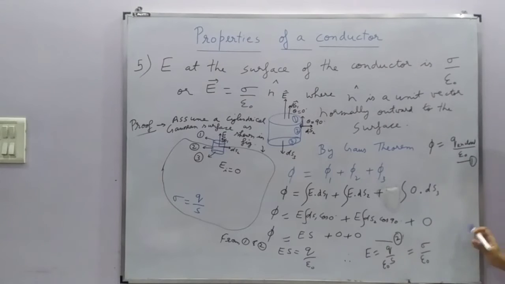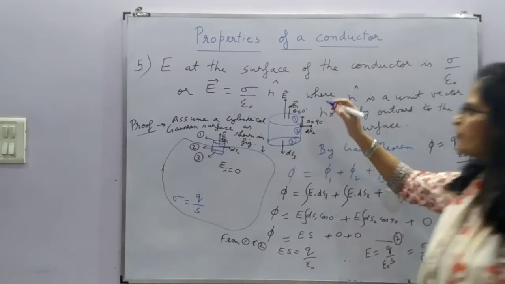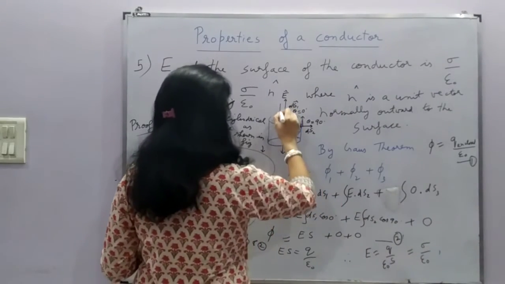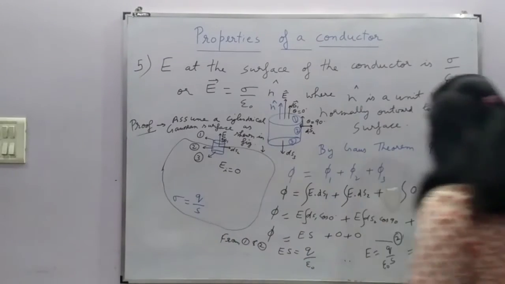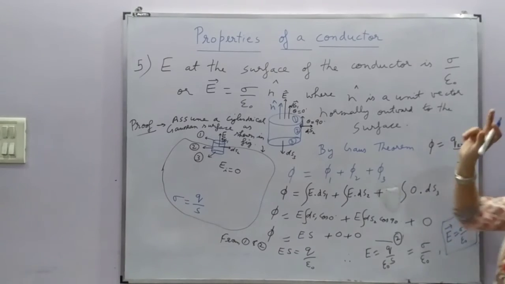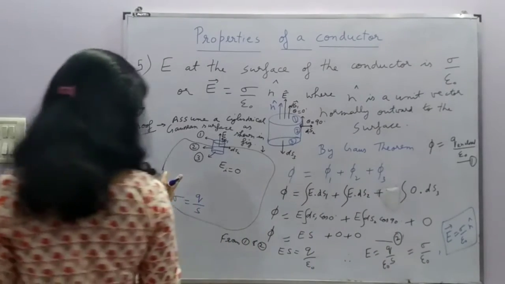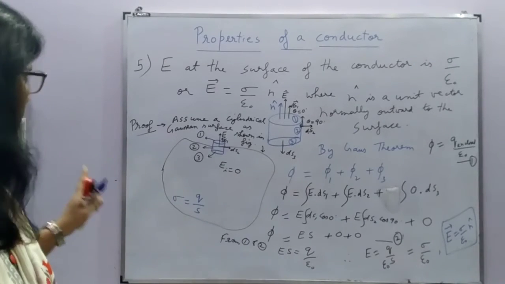And if I want to write the vector form, we know that this electric field is normally outward. So if we consider a unit vector n cap normally outward, this is the direction of the electric field. So I can write it as sigma upon epsilon naught n cap. This is our derivation. This is worth 2 marks, and it is a board question again. So I hope this part is clear.